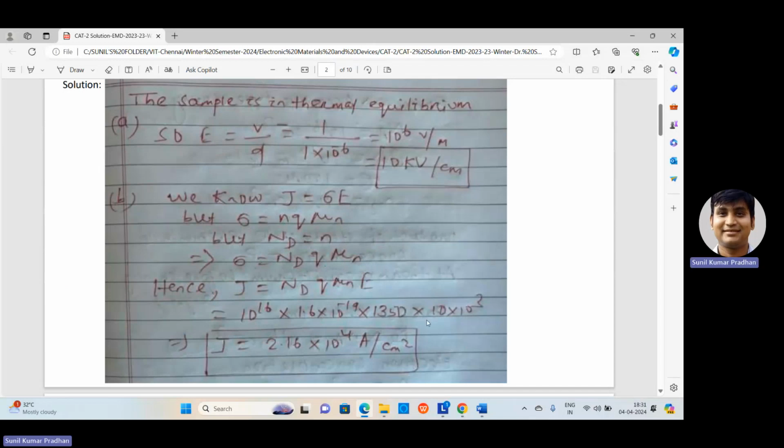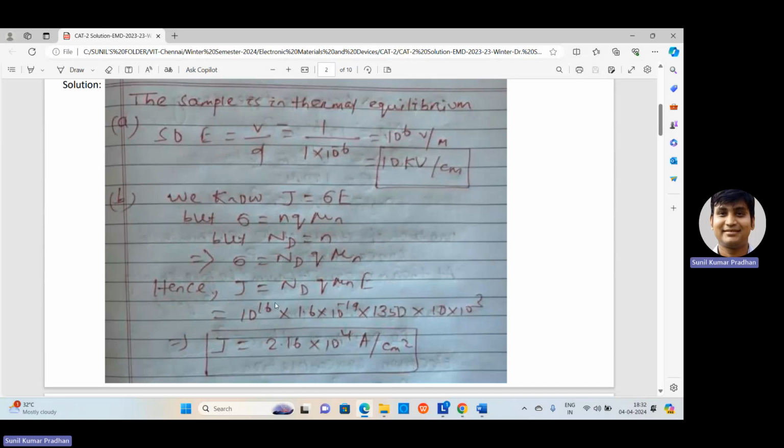So my final answer will be, when we take the exact relation, your current density J equal to Nd, that is your donor concentration, times charge, electronic charge, mobility, into electric field. So this conductivity relation we will put it here, and then we get the final current density relation.